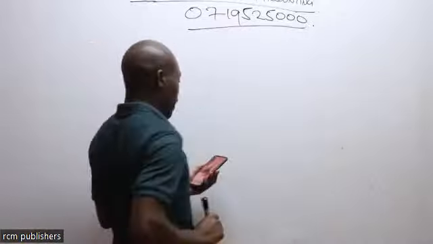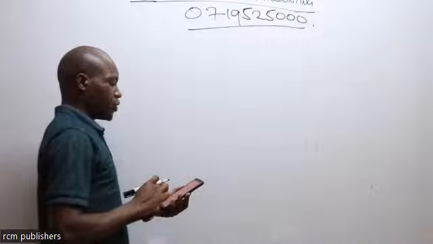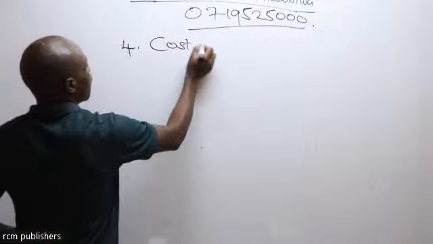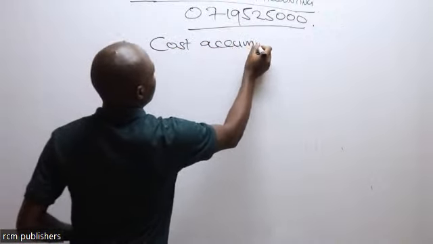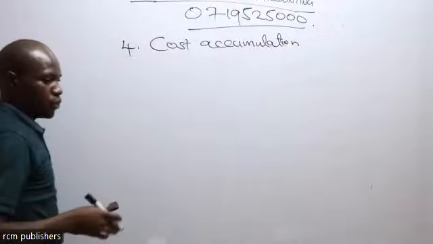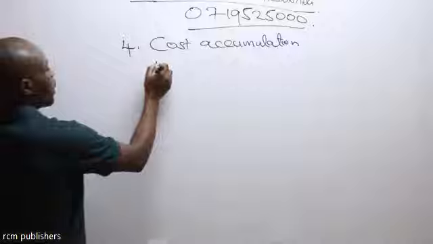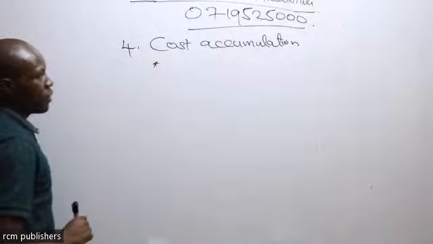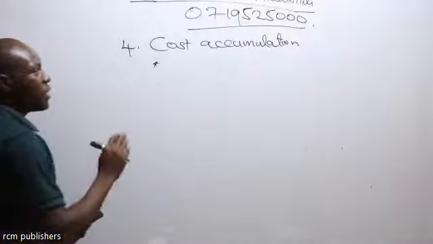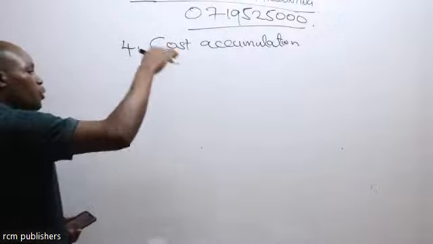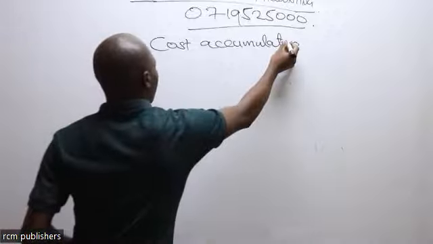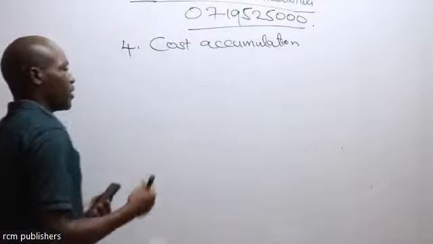Okay, that is topic number 3. Let's see topic number 4. It is called cost accumulation. Under cost accumulation, what are we going to do? We are going to do the allocation of this cost, but before we allocate the cost, remember, we are going to apply the knowledge in topic number 2, the classification of cost. So for the cost accumulation here, we are going to apply some methods.